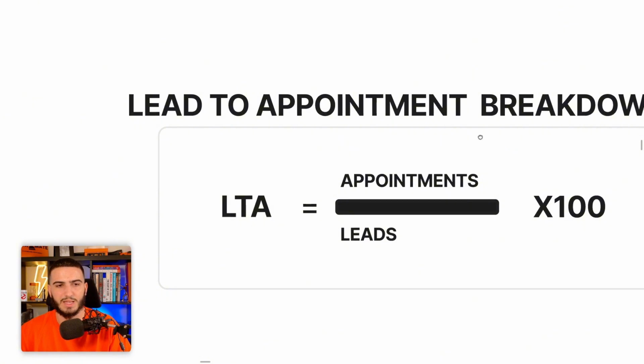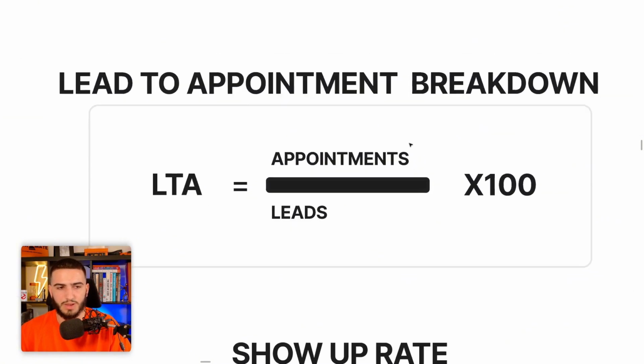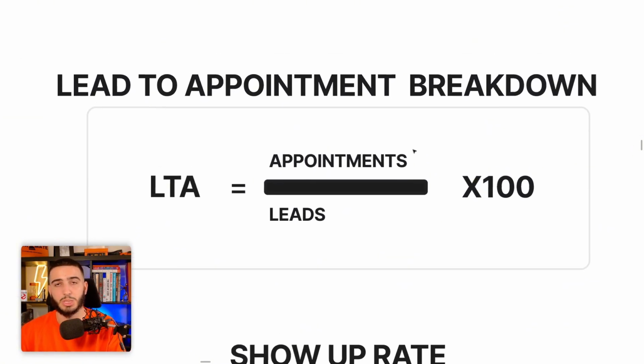The third number we have is lead to appointment. Now, lead to appointment is just basically the percentage of leads that actually convert into appointments. In order to calculate this, all you have to do is divide the number of appointments by the number of leads and times by 100. So once again, let's go to some quick maths examples. If you book 5 appointments, but you got 50 leads, then your lead to appointment ratio would be 10%.